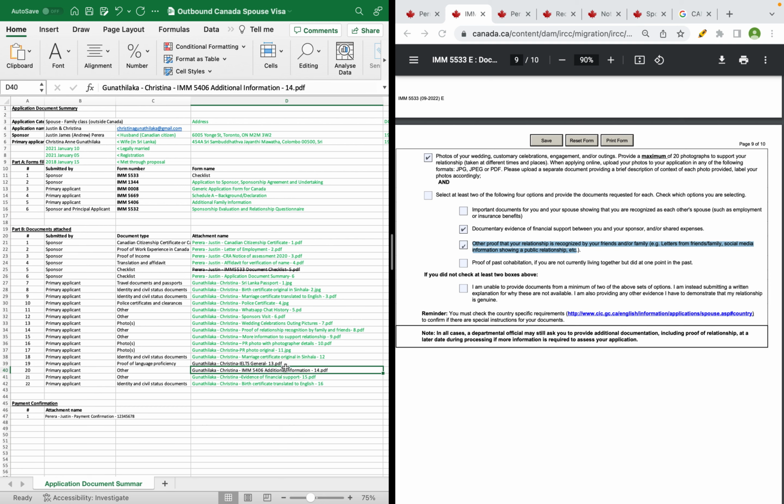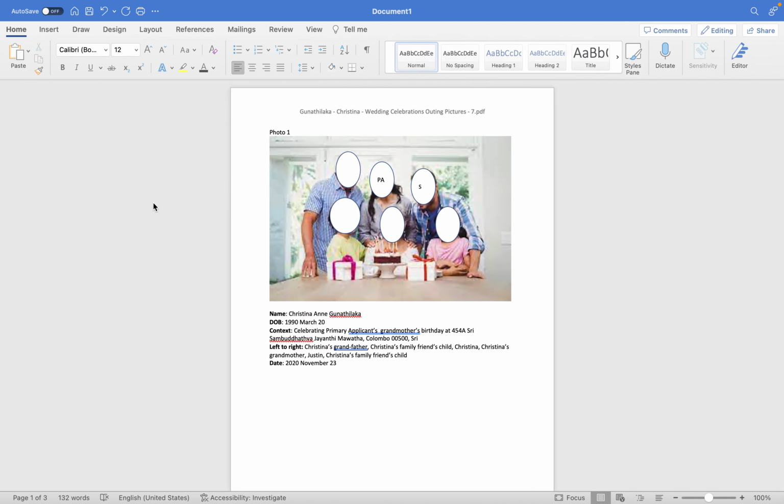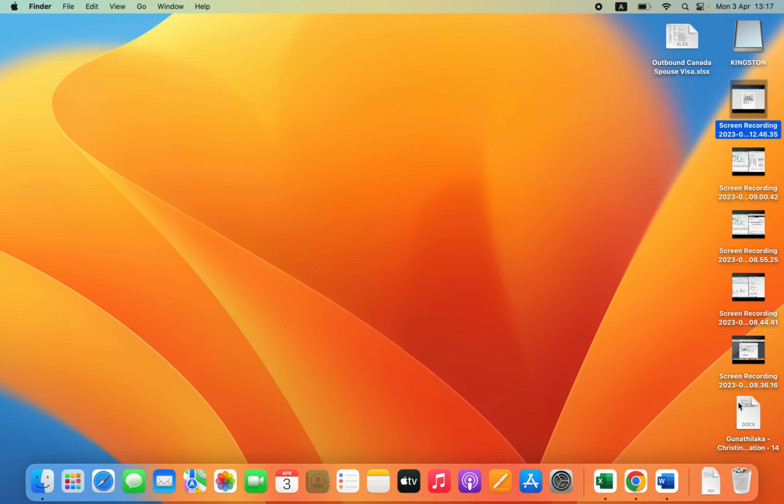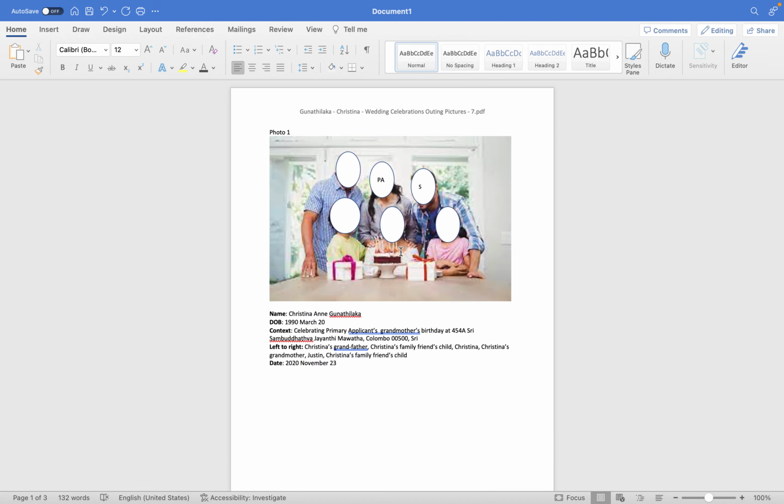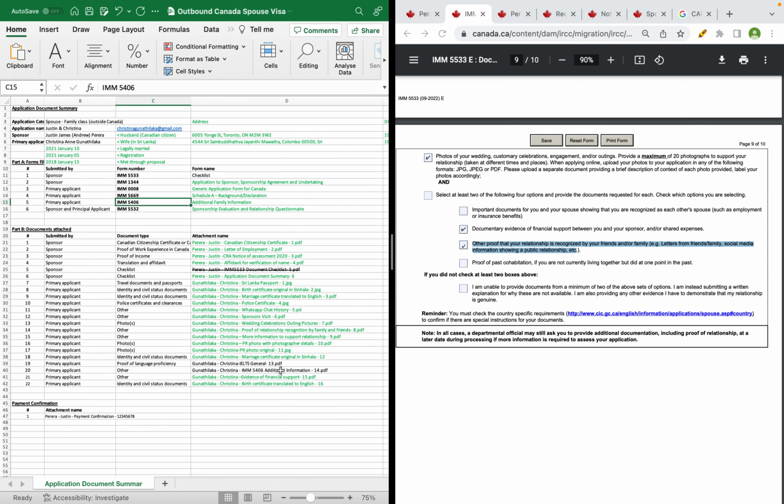This one, 5406 additional information. Remember, it comes from this MS form, because we did not have enough space to provide the names in the mother language for single, so that's why we did that one, and it will represent this one.